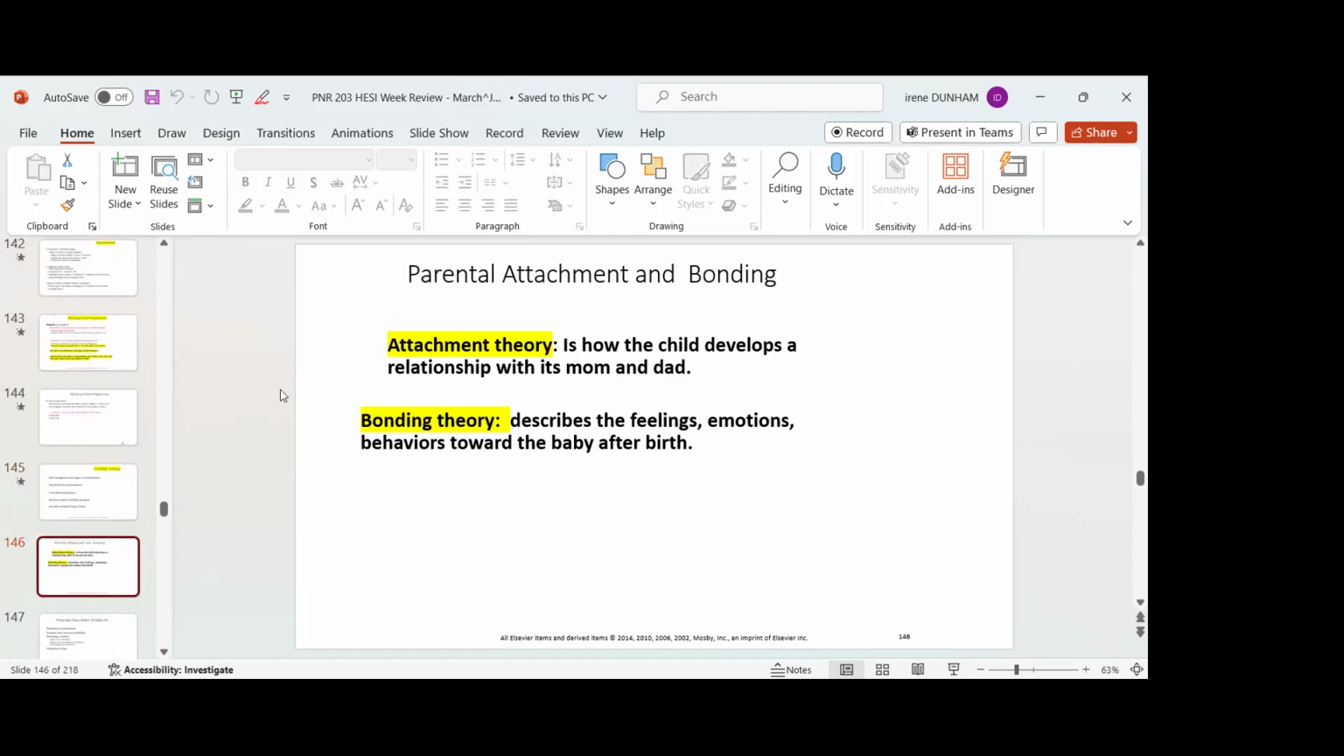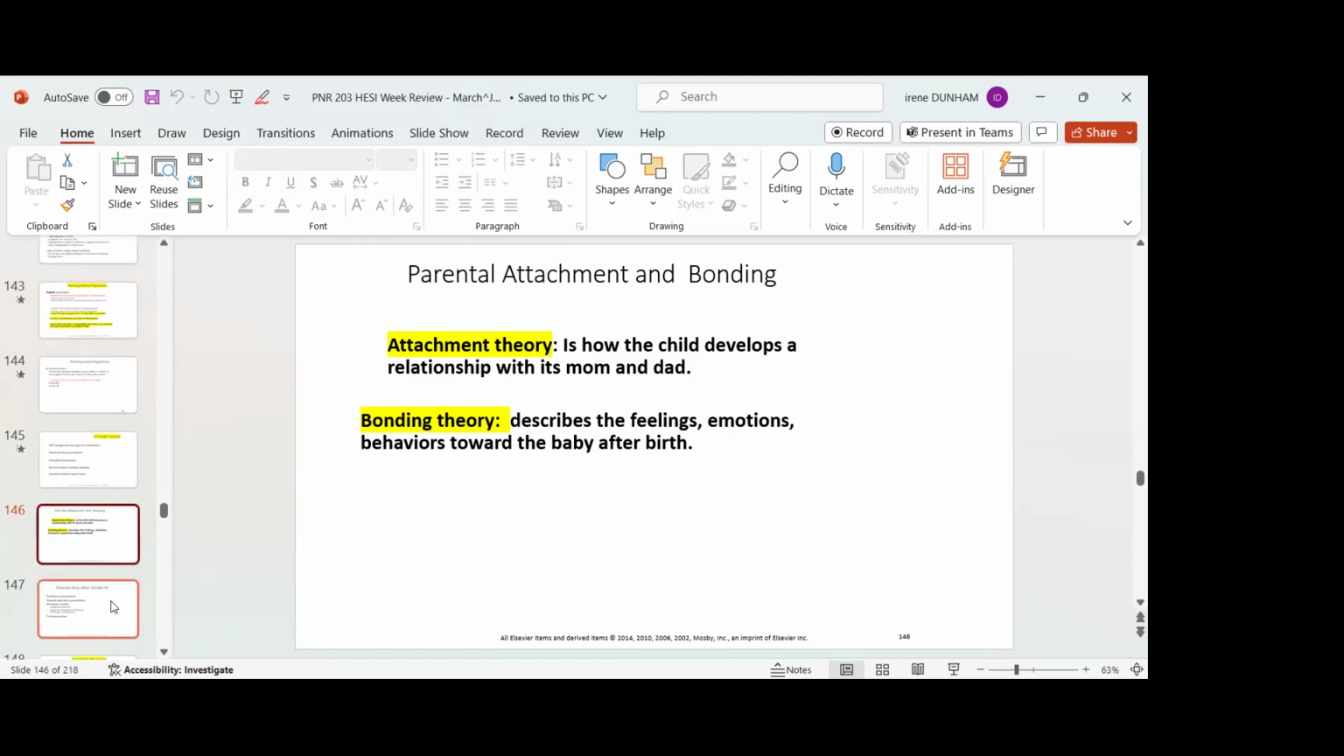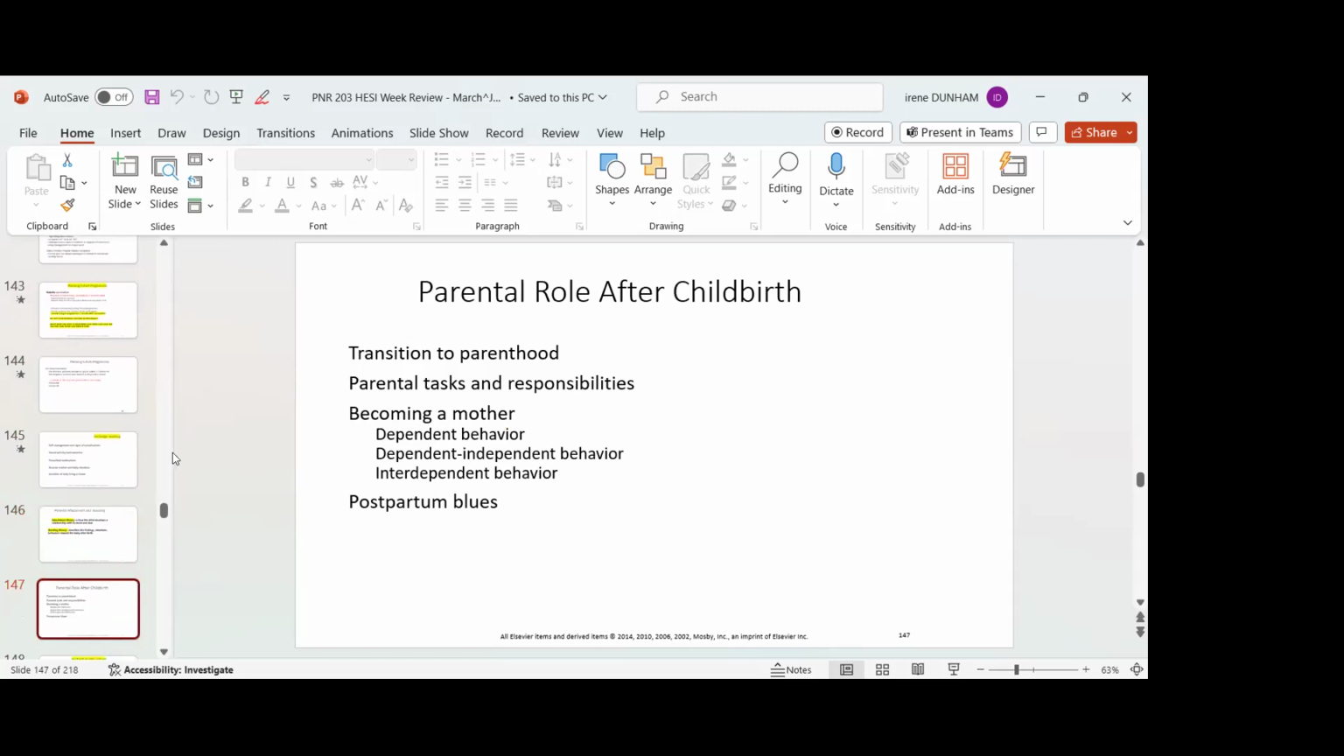Bonding. The bonding theory describes the feelings, emotions, and behaviors toward the baby after birth. Is she looking at the baby face to face? Is she touching the baby? Is she calling the baby by name? How is the family doing? Attachment theory is how the child develops a relationship with his mom and dad. That's a little bit different than bonding theory. Bonding theory is right after delivery. How do we promote bonding? Skin to skin. Remember that. Okay, let's go on here.